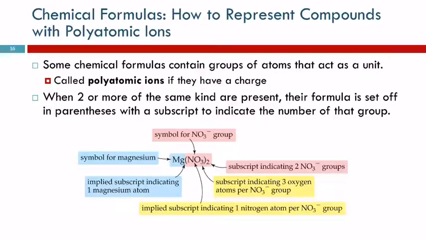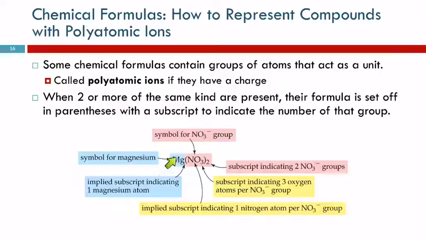So it's a little bit like you were playing with Lego blocks, but this particular group, somebody had put super glue on them. You can't take them apart real easily. They just act like a unit, and you kind of have to just deal with it. So if we have two or more of the same kind of polyatomic ion present, we need to use parentheses. And so here's an illustration from your book.